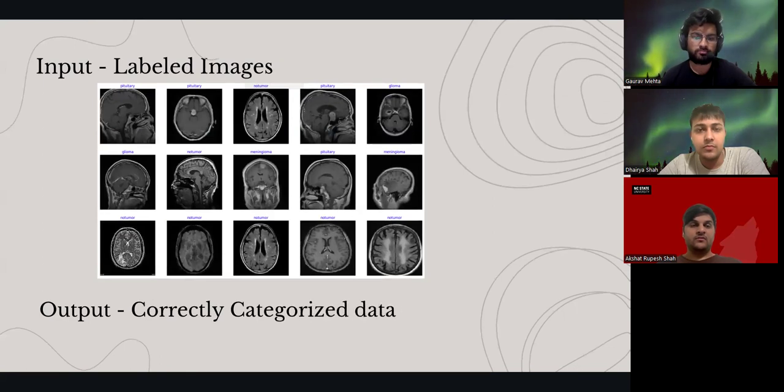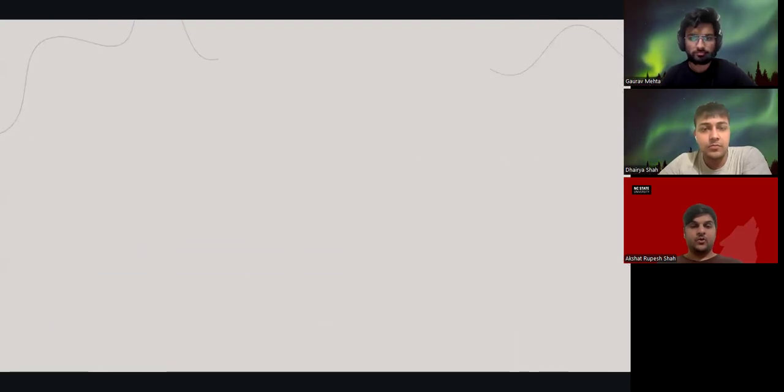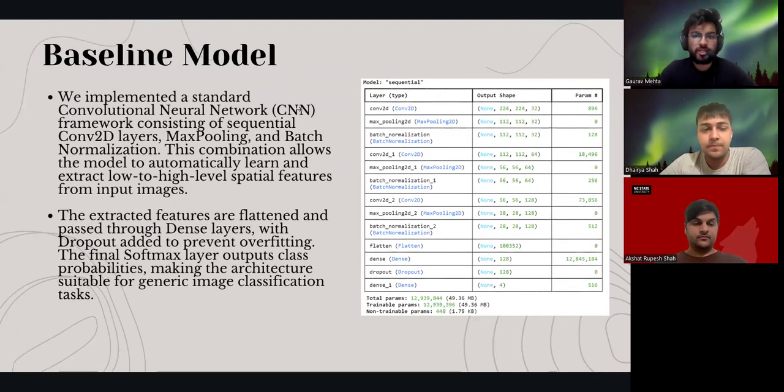As I mentioned, we will be having some labeled MRI scans, as shown on the screen, and the correct category of tumor or no tumor will be labeled along with the MRI scan. Over to Gaurav. Thank you.